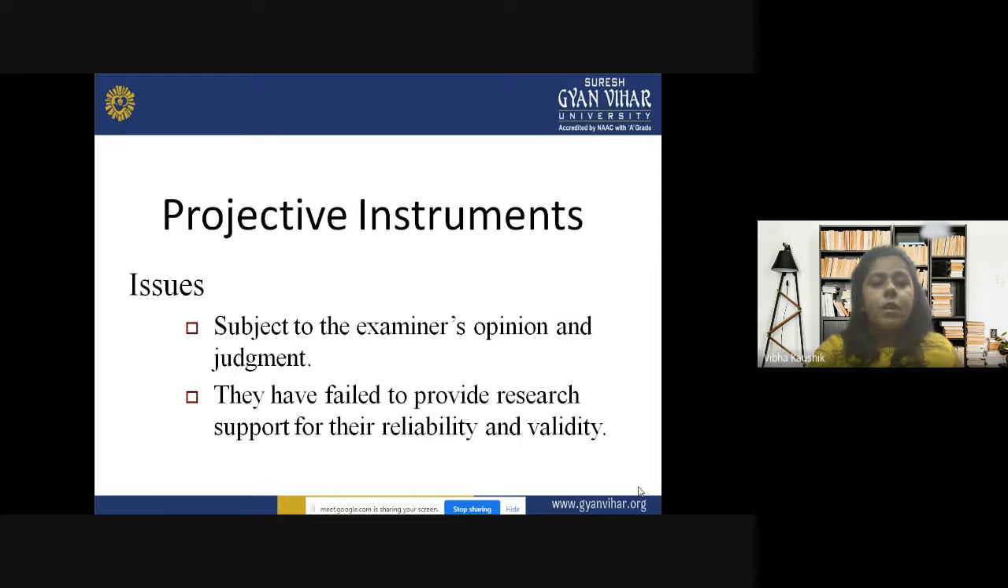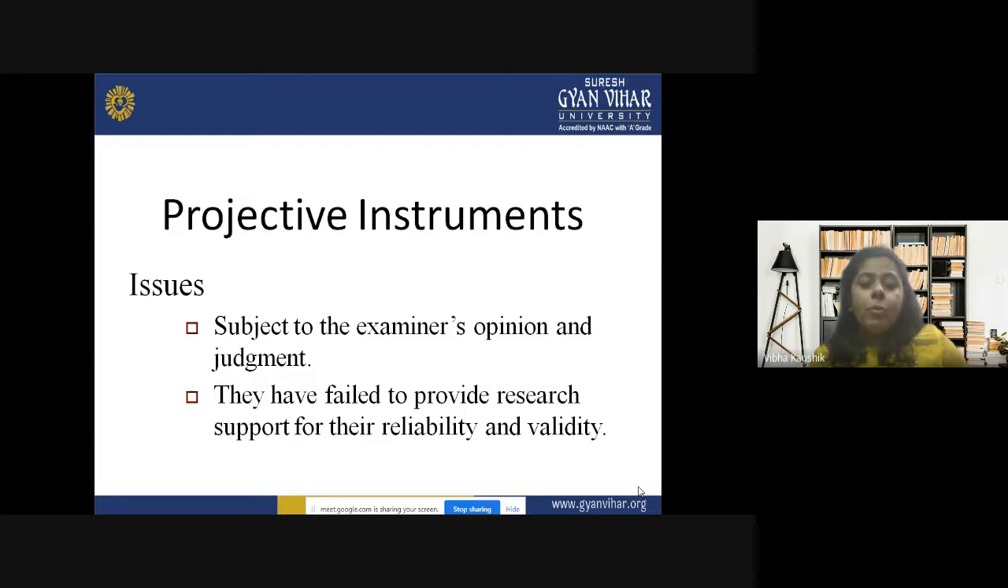Now, projective instruments issues. They are subject to the examiner's opinion and judgment. This means we can say that these are not objective ways of assessing the personality of an individual. It is subject to the examiner's opinion, what is the opinion of the examiner and judgment, and how he is judging that particular story, or how he is judging that particular drawing, picture, or image of that individual.